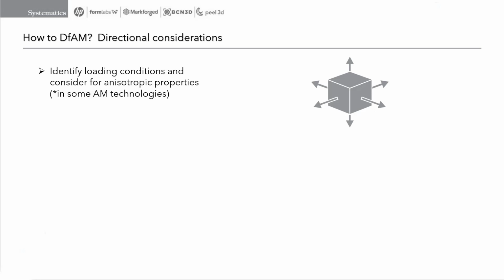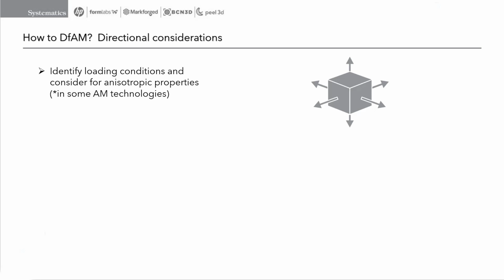In some AM technologies, actually in most of the cases, part properties are anisotropic, meaning that the properties of the part, such as strength, elasticity, durability, and accuracy, to name some of them, are not the same in all directions. So while designing the part, we need to consider how it would be oriented inside the build chamber, and we should alter the design accordingly.